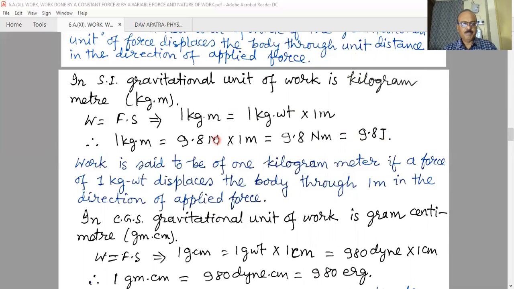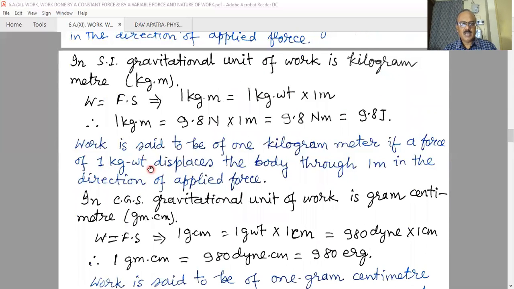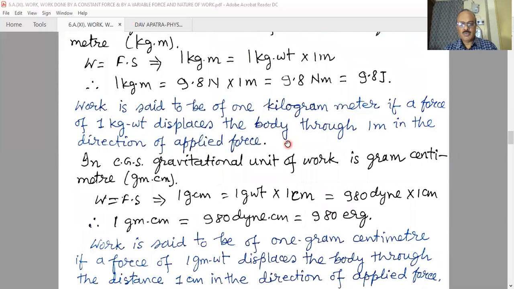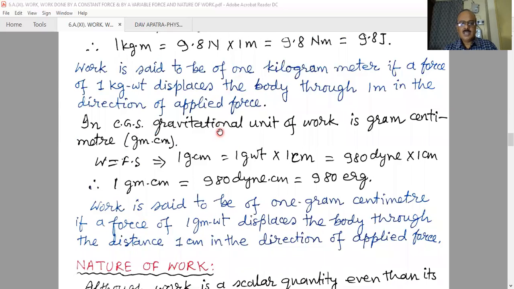In SI system, work is said to be 1 kilogram meter if a force of 1 kg weight displaces the body 1 meter in the direction of the applied force. We can define it in this way. Just write that a 1 kilogram weight force is applied on an object, and there is a displacement of 1 meter in the same direction of the applied force. Otherwise, you have to take cos theta. If the direction is not the same, then for the definition we are taking the same direction. In CGS, the gravitational unit of work is gram centimeter.